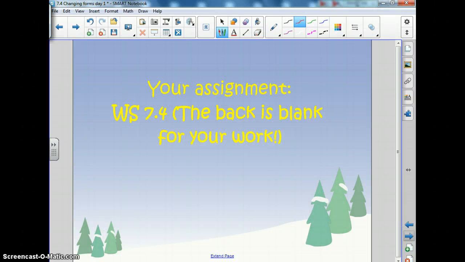Okay, your assignment today is worksheet 7.4, and I know it's kind of cramped, it's kind of squished together, so the whole entire back of the worksheet is blank. So if you need to spread out and show your work, you can spread it on the back, or you can show work on a separate sheet of paper if you'd like to. The rest of the class period today is for you to work. So I'm going to pause the video here.